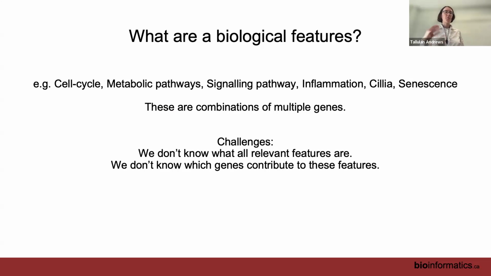So we could also think about what biological features really are. In many cases, when we think about biological features of our cells, we're not thinking about individual genes. We're thinking about things like what metabolic pathway is active? Is the notch signaling pathway active in this cell? Is the cell involved in inflammation? Does it have a cilia? Is it senescent? Right? These are all combinations of multiple genes. But we have a problem in that we don't know what all the relevant features are, and we don't know which genes contribute to these features.